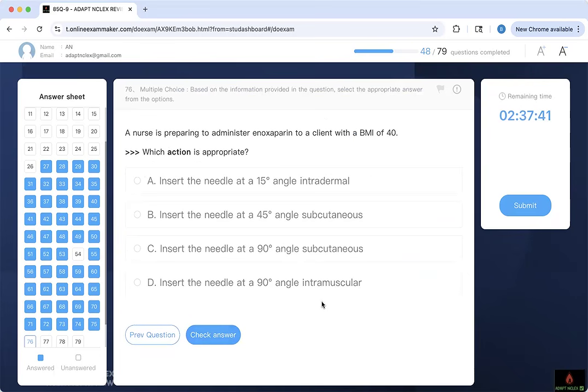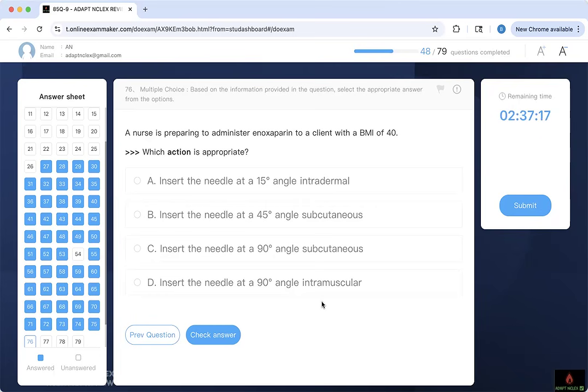And this is preparing to administer enoxaparin to a client who has a BMI of 40. This is what? Fundamentals. I leave that to the last 4 questions, and we're done dealing with fundamental skills that you need to know of nursing. Which action is appropriate? How do you inject enoxaparin? It's a subcutaneous medication.